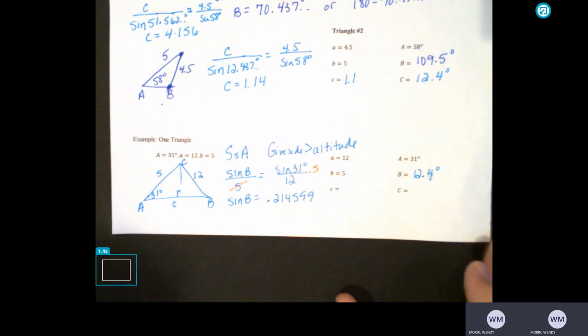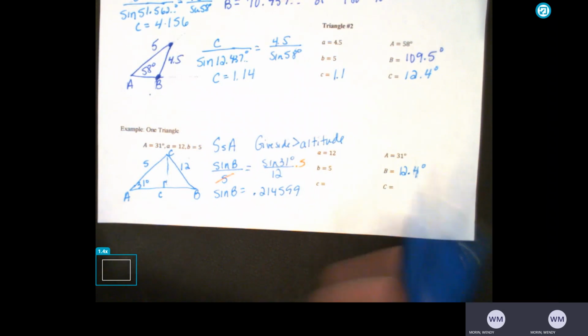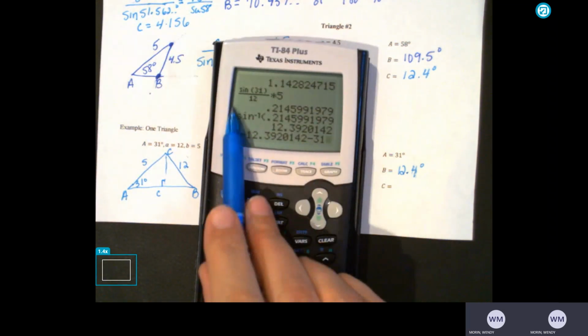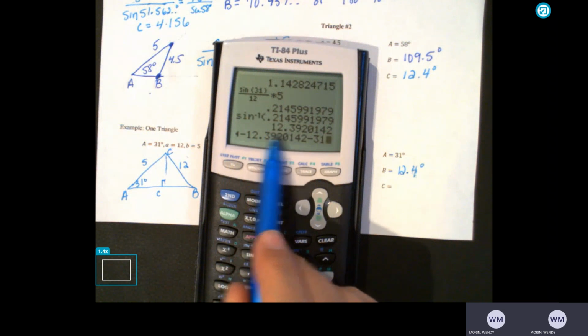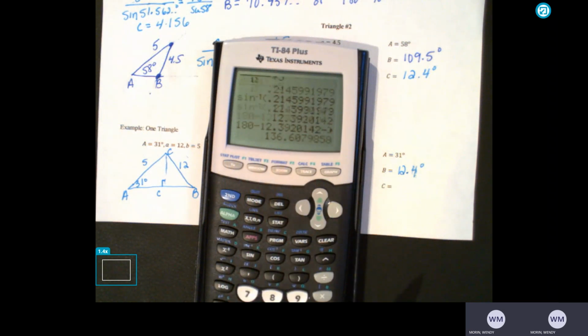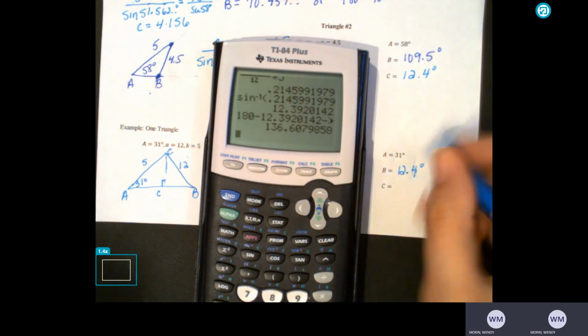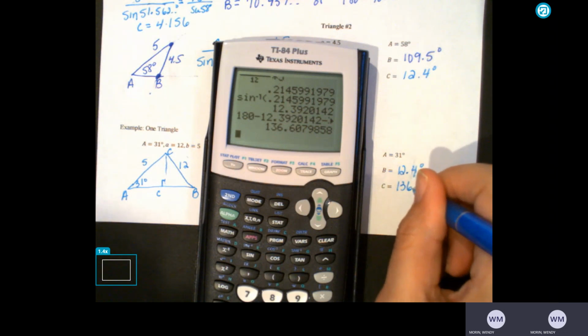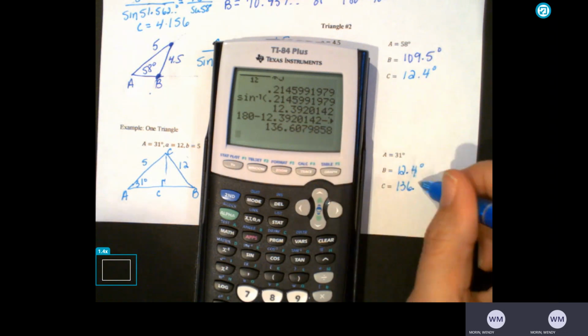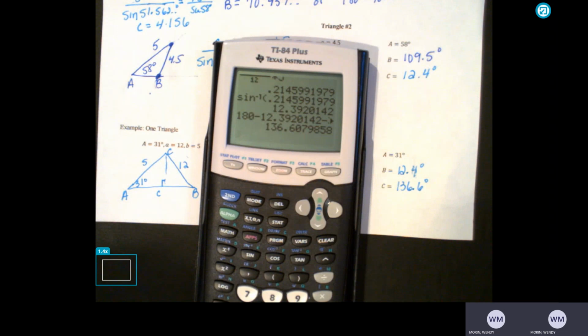Okay, so what does angle C have to be here? Well, again, 180 minus, I'm going to use the stored 12.392 minus the 31. Again, I have it in my calculator, so I can just use it. So I end up getting 136.6 degrees.